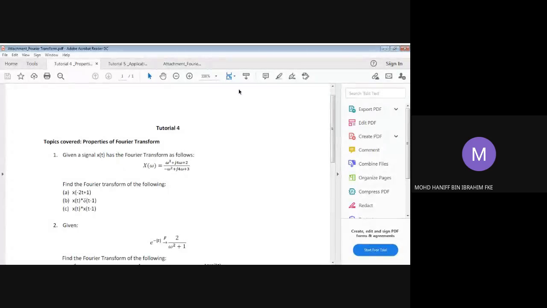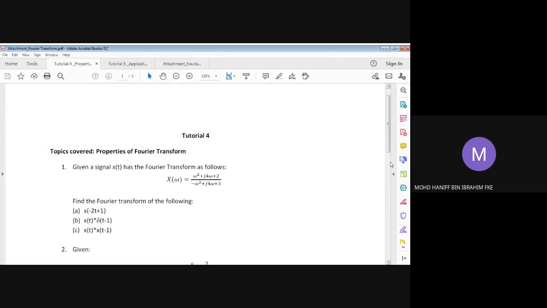Tutorial 4. Okay, all right. So this is a question for tutorial 4. Is there any concerns? Is there any questions related to tutorial number 4? So tutorial 4 is basically discussing the properties of a transform. These topics for tutorial 4 are covered in lecture 10 and lecture 11, the properties. So any questions on this tutorial 4?